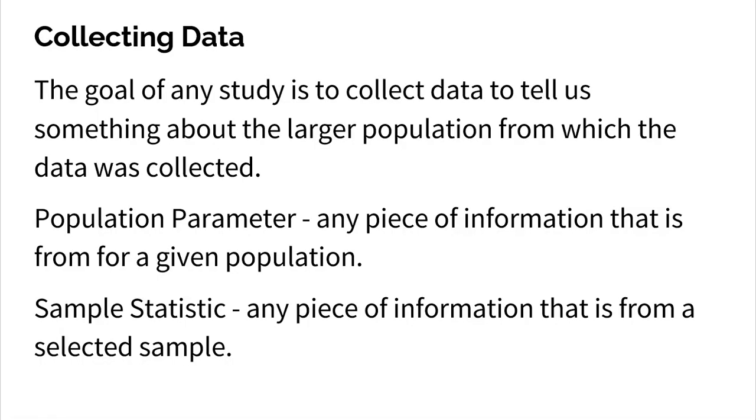The goal of any study is to collect data to tell us something about the larger population from which the data was collected. Duh, we want to know something that's true, so we collect some data to try to figure it out. A population parameter is a term we use to identify any piece of information that is from a given population. For example, the true proportion of all teenagers that use a cell phone, or the true average mean height of all teenagers, right? Something that comes from all of the teenagers. That's a population parameter. A sample statistic is any piece of information that is from a selected sample.